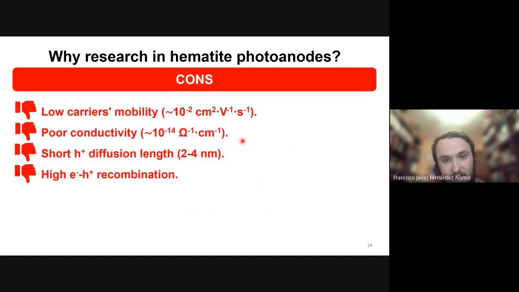However, it has some disadvantages. For example, the carrier mobility is quite low. The conductivity of hematite in its pristine form is also quite low. And also it has a very short hole diffusion length, which means that an important part of the photogenerated electron-hole pairs are going to recombine before participating in the water splitting process.